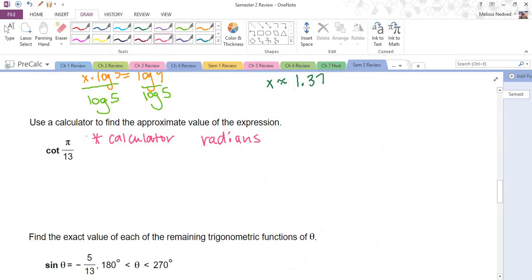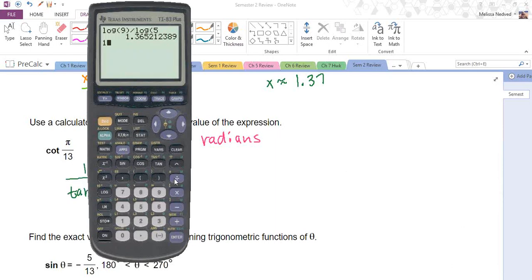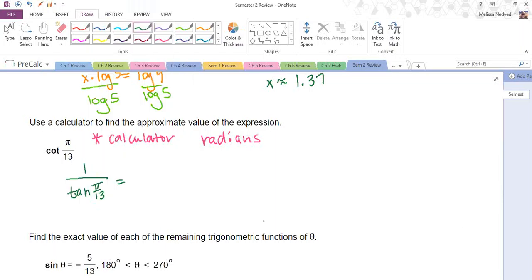And remember, we don't have a cotangent button on our calculator, so we have to find this by taking 1 divided by tangent of pi over 13. And that's the way our calculator can do a cotangent, using that reciprocal function. So 1 divided by tangent of pi over 13. And let's just round to 2 decimal places. We get about 4.06.